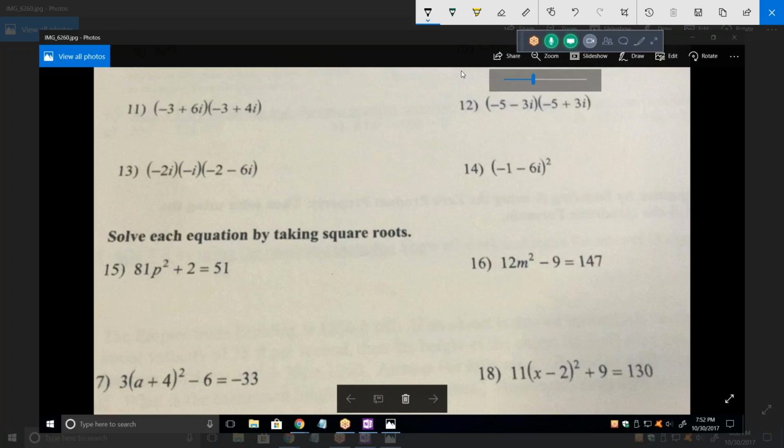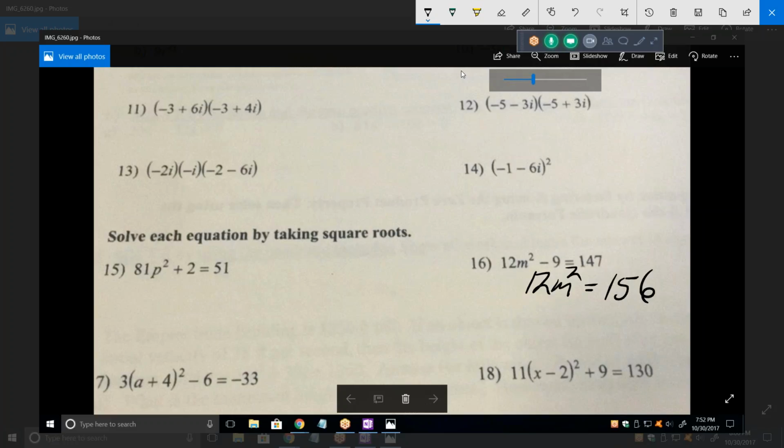First step, would I get rid of the 9? Correct. How do you do it? So add 9 to both sides. Okay, so that gives me this: 12m squared equals 156. Okay, now what? I got to get rid of the square root.